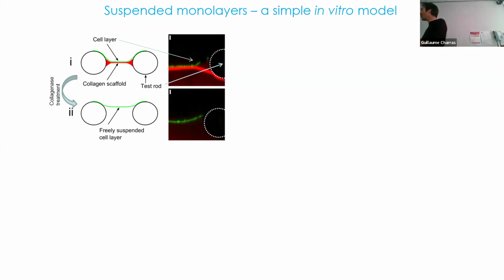So whatever force we put on this, it's completely borne by the cytoskeleton and the intercellular junctions. We don't need to do anything complicated about deconvolving what gets borne by the substrate and what gets borne by the epithelium.